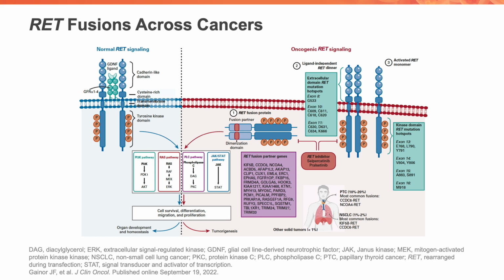So RET can be altered in two fundamental ways. First, RET point mutations. These can occur in the extracellular domain or more commonly in the intracellular kinase domain, and these are really typified by medullary thyroid cancer. And then the second major type of RET alteration is RET fusions. And RET fusions can be seen in non-small cell lung cancer, as well as papillary thyroid cancer and several other tumor types, albeit at low frequencies.